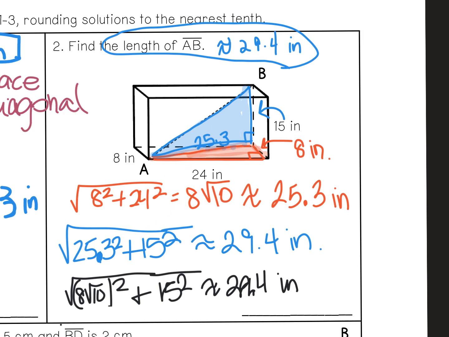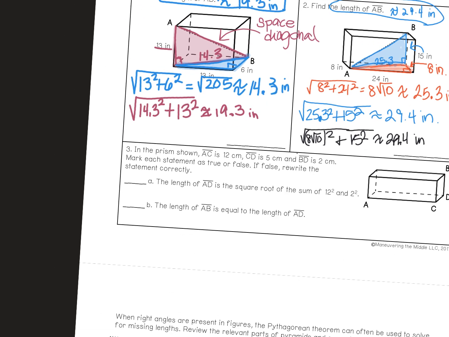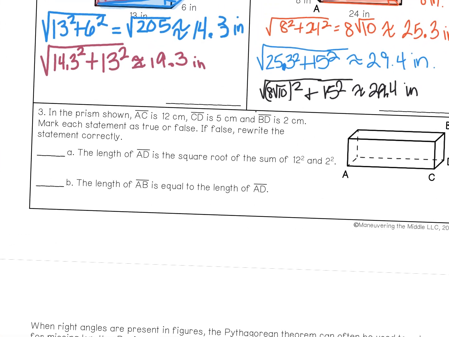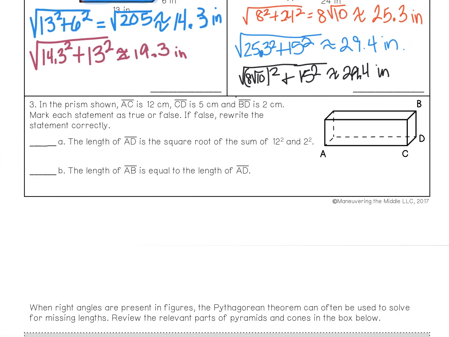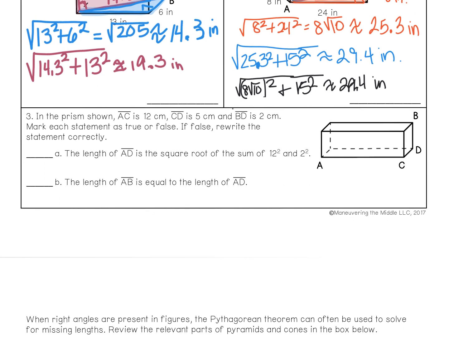So let's move on and take a look at this last, number 3 on this page. In the prism shown, AC is 12 centimeters. So let's mark that 12 centimeters. Still not having my stylus. And CD is 5 centimeters. BD is 2 centimeters. Okay, I marked that on my visual here.